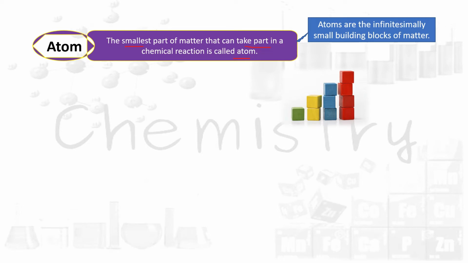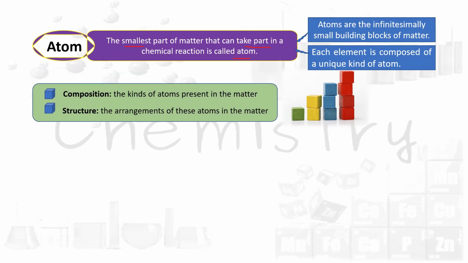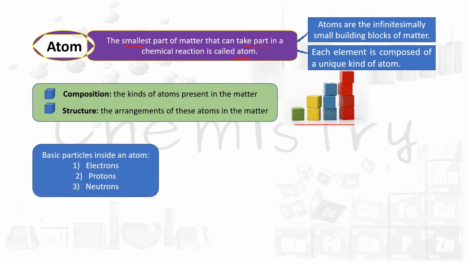Atom: the smallest part of matter that can take part in a chemical reaction is called an atom. Atoms are the infinitesimally small building blocks of matter. Each element is composed of a unique kind of atom. We will see that the properties of matter relate to both the kinds of atoms the matter contains, composition, and to the arrangements of these atoms, structure.